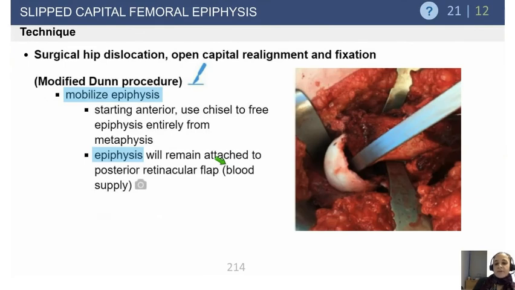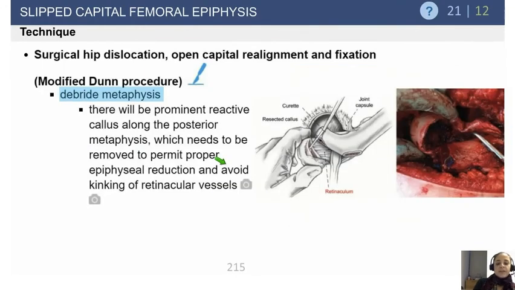And then if our epiphysis is not freely mobile, we're going to mobilize it. At this point, we'll also take out our pin that we placed prophylactically. Your epiphysis stays attached to the posterior retinacular blood supply. It's very important to remember this and to ensure that you're protecting this throughout this procedure. You want to gently debride your metaphysis. Most of your callus is going to be posterior and medial, and remember your retinacular flap is back there, so this has to be done carefully.